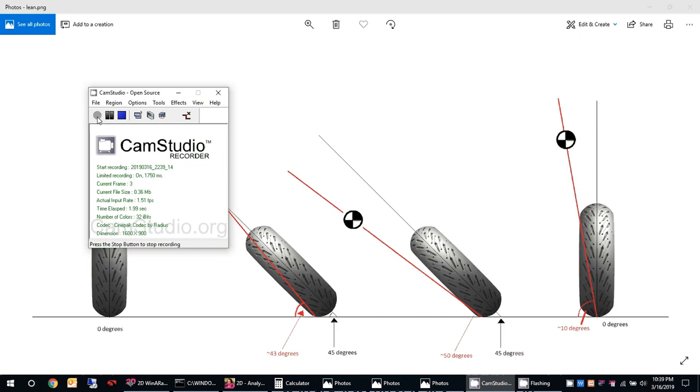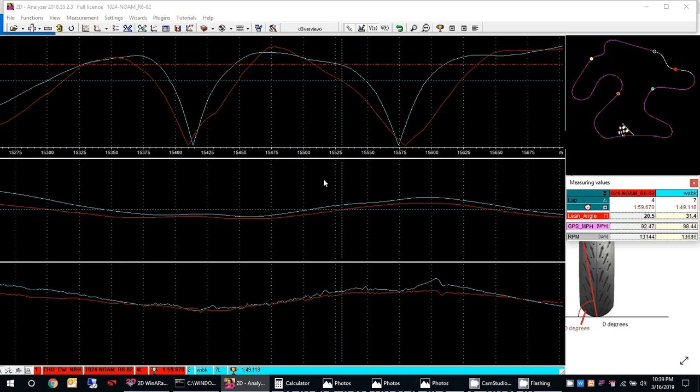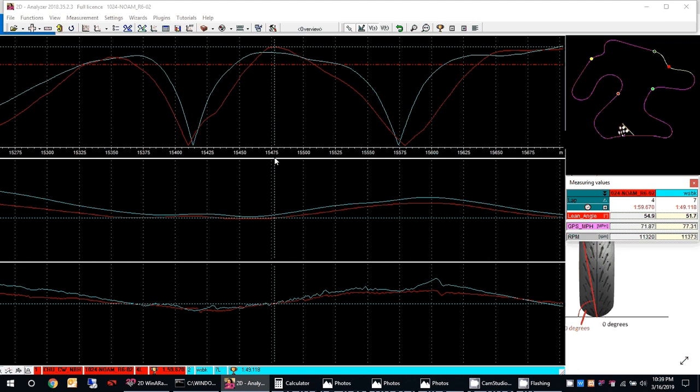Hey guys, this is Noam with a 2D data recording at Chuckwalla, comparing my lap with a world superbike rider around the track going clockwise. The previous video that I did has created a lot of different questions, specifically about this particular situation that we're seeing here in turn 12.